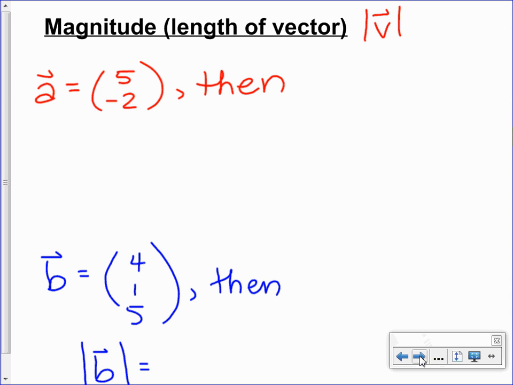All right. Another key vector word is magnitude. Magnitude is the size of your vectors. Now, here's the thing. When it comes to vectors, that does not say absolute value.